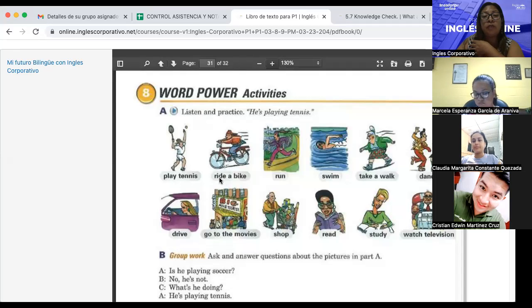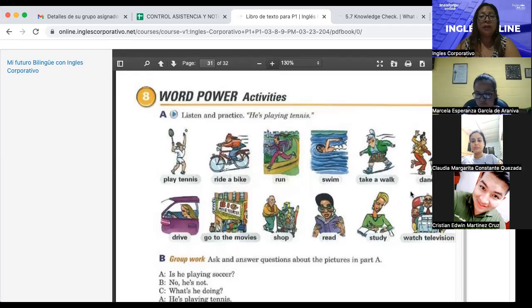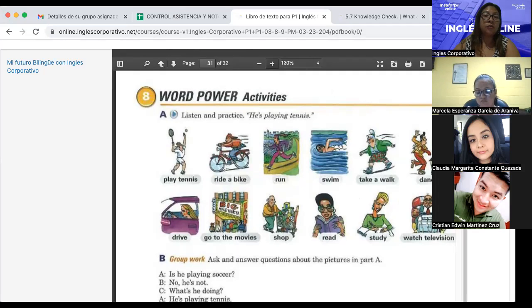Okay, we have play, ride, run, swim, take a walk, dance, drive, go, you can go to different places, right? Go to the movies, go to the supermarket, go to the store, go to the park, shop, read, study, and watch television. Okay, we are going to start writing a yes no question and its answer. Vamos a escribir una yes no question en present continuous tense. Y de una sola vez me escribe la respuesta. And you can use some of these verbs or you can use different verbs.